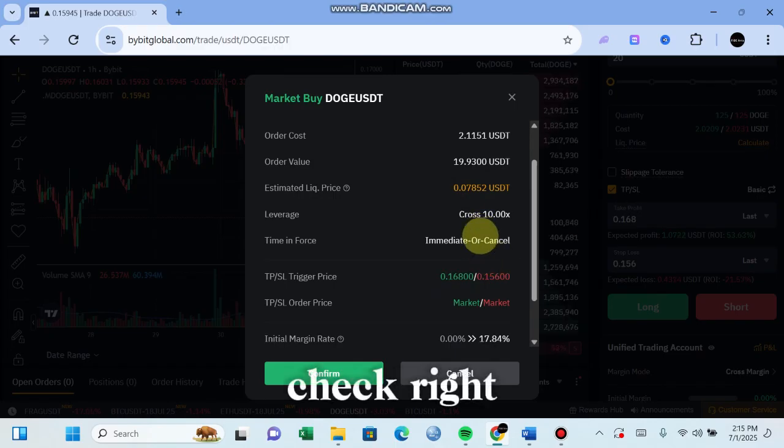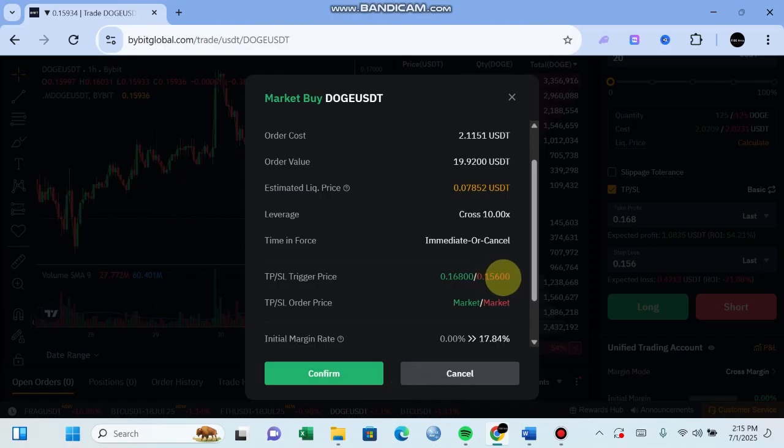But please check right here: 0.078 and 0.156. Which one is lower? I can see that the liquidation price is lower. This means that if the price goes against me, it goes to my stop loss first, before my liquidation price. This means that I'm protected. If it hits my stop loss, I'm going to lose just the 0.4 USDT. I'm not losing everything in my account, you get.